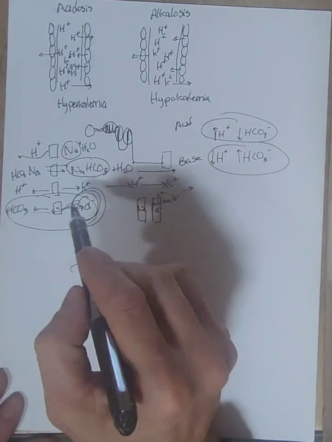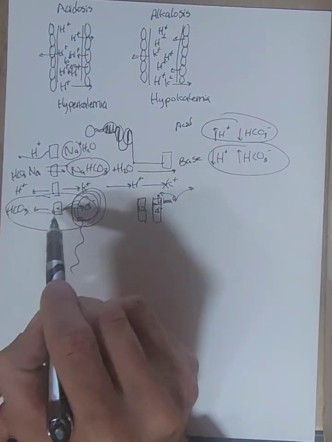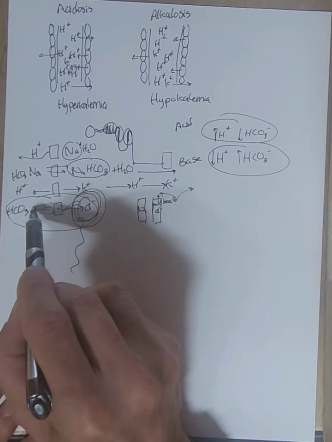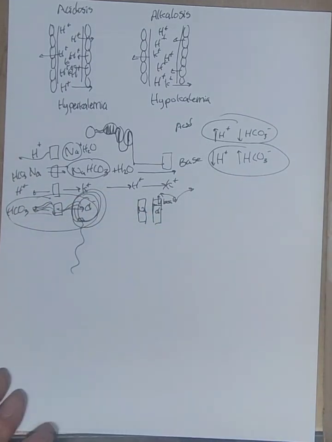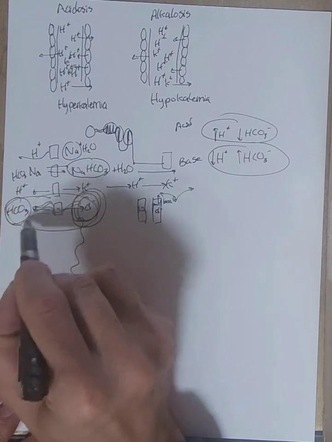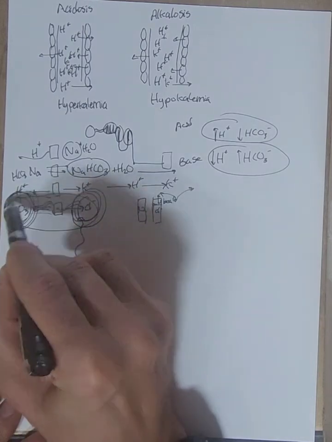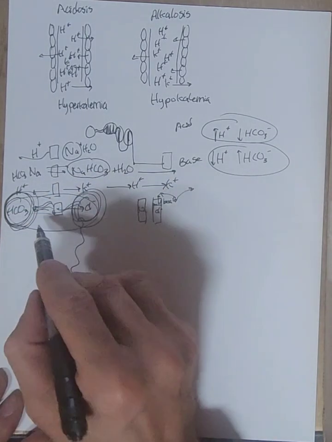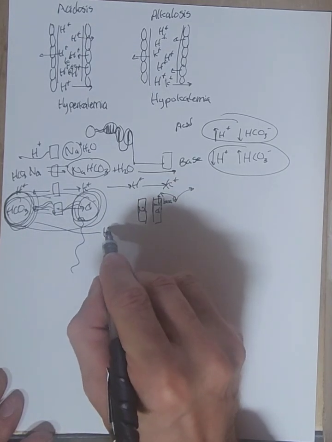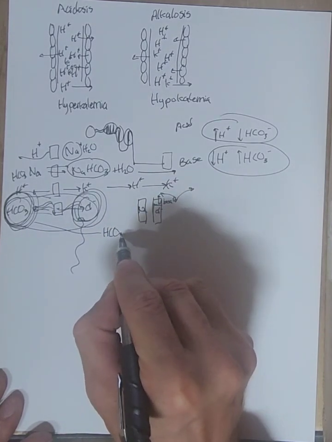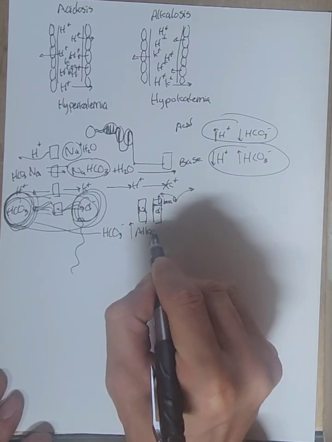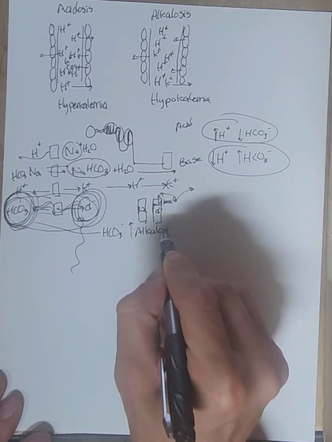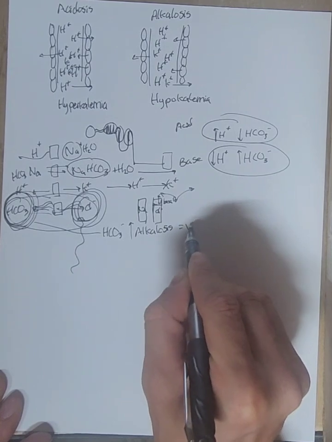I don't have the chloride necessary to send this bicarb out into the renal tubules to go out in the urine. So what am I going to do? I'm going to collect bicarb. And what's that going to lead to? That's going to lead to alkalosis. So vomiting causes alkalosis, right?